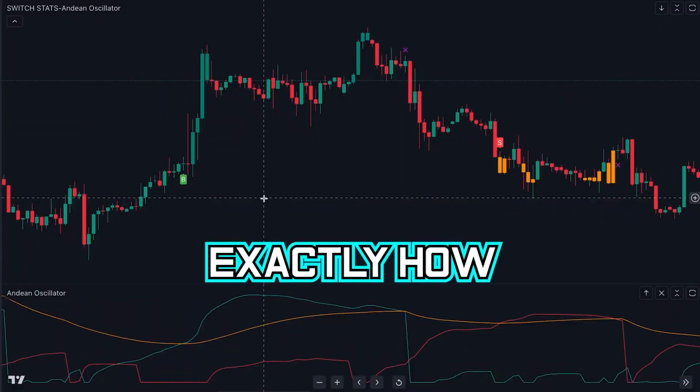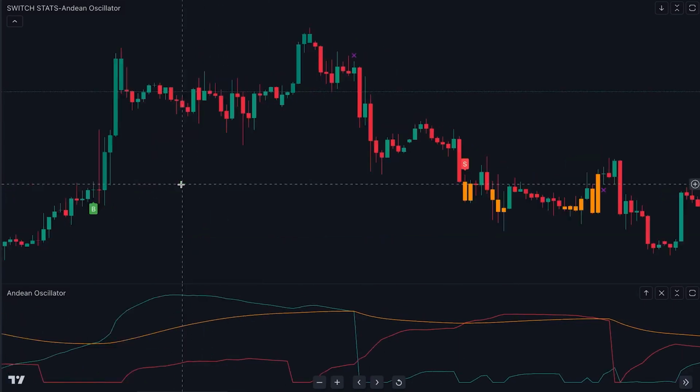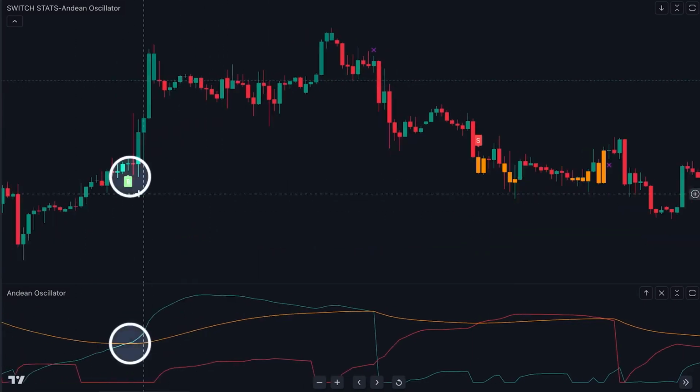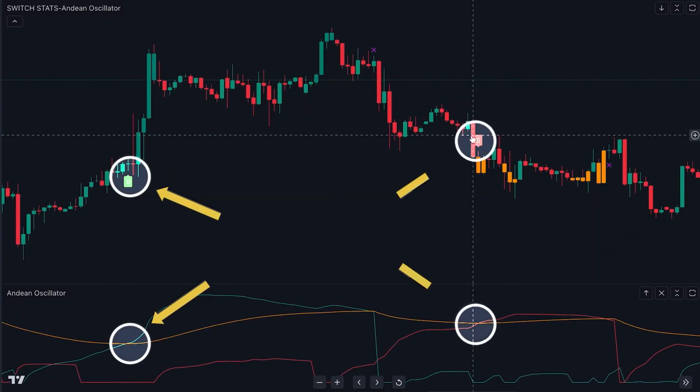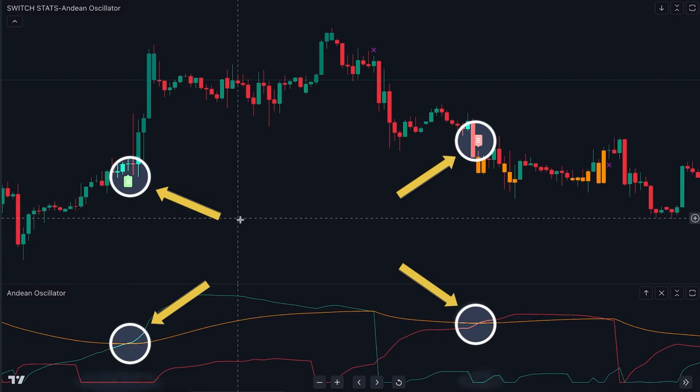Now to show you exactly how to use the indicator to find insane scalping opportunities. We will use this version of the indicator that prints the signals on the candles. As you can see, the signals being displayed on the chart are directly correlated to the signals of the oscillator. However, this indicator will only print a signal if the variation is 0.